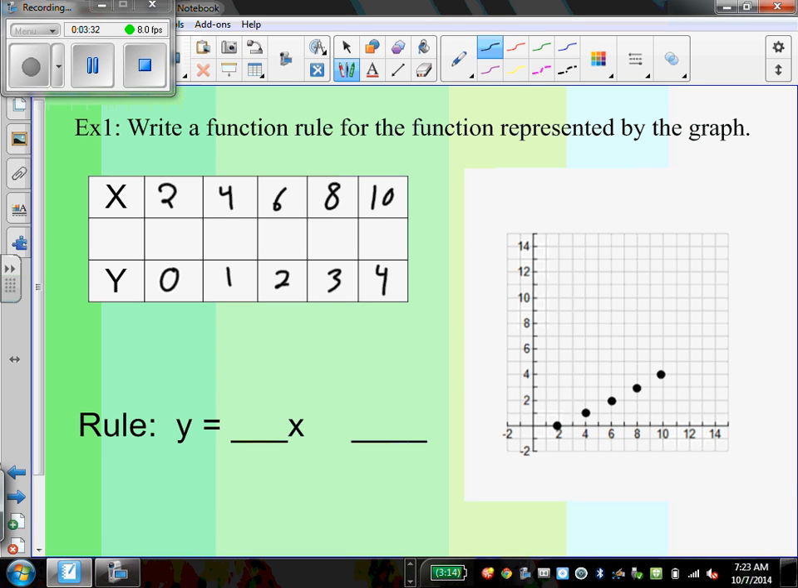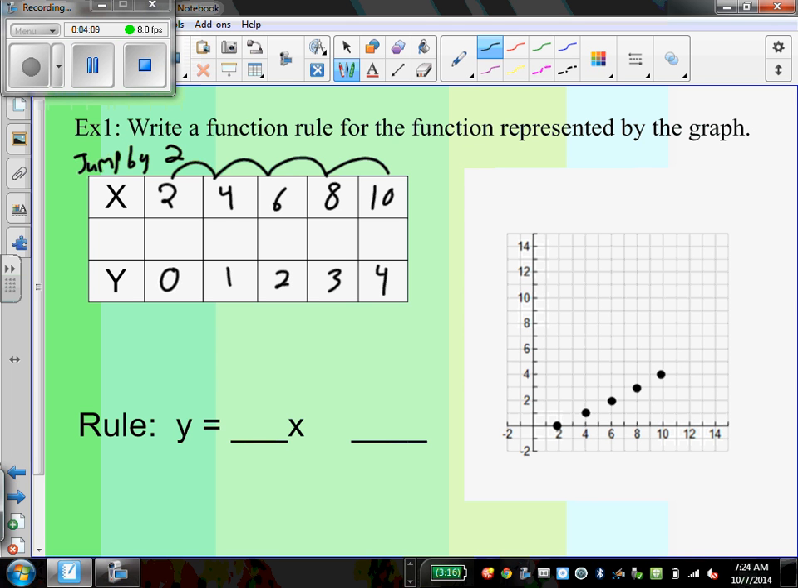So, the first thing that we need to look at is the fact that our x values are jumping by 2. And the way we can see that is, if we look at our x values, from 2 to 4, we're going 2. From 4 to 6, we're going 2. 6 to 8, we're going 2. 8 to 10, we're going 2. So x values jump by 2.